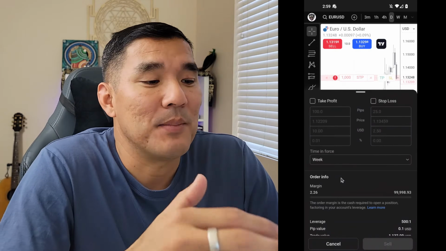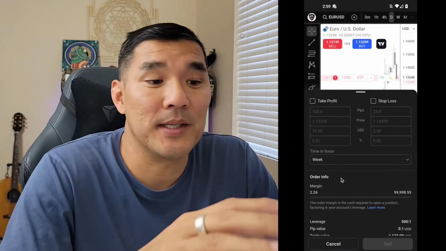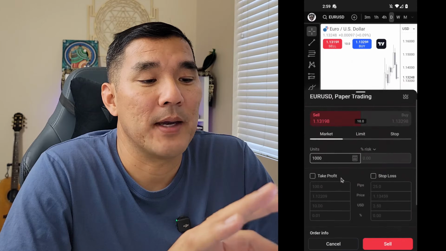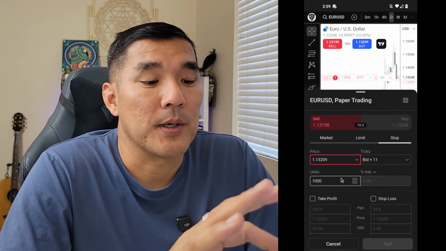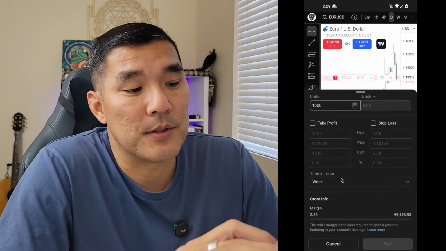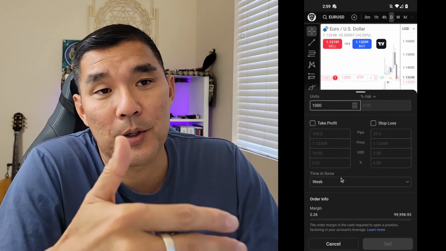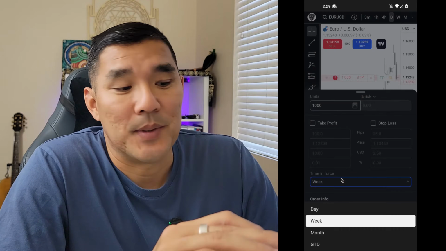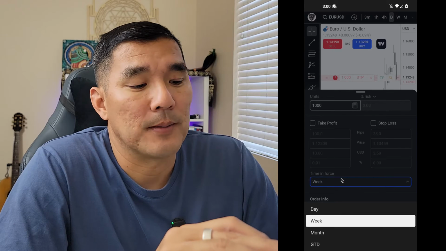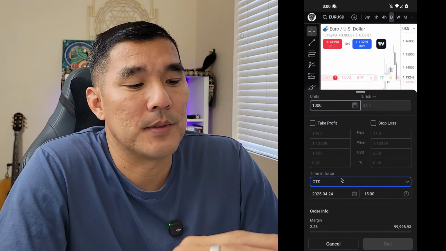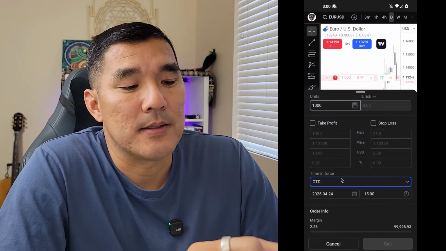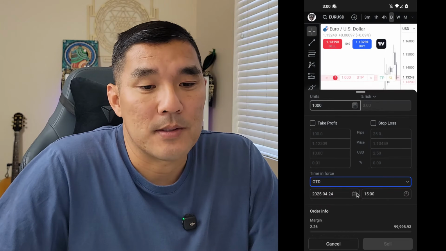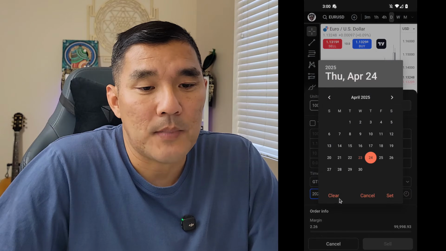Now we come down to time in force, and this only applies to pending orders. So if you have a market order, this is going to disappear. You won't have that. But if you have a limit or a stop order, that's going to be available. So what this means is, how long is this pending order going to be good for? So is it going to be 1 day? Is it going to be a week? Is it going to be a month? Or good till a certain date? So if you select good till date, this is the date down here that you can select right there. And you can select which date you want this to be good for.